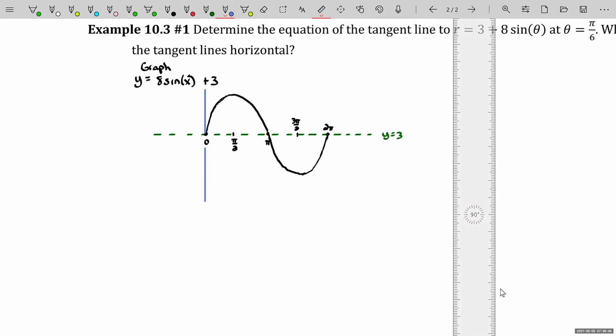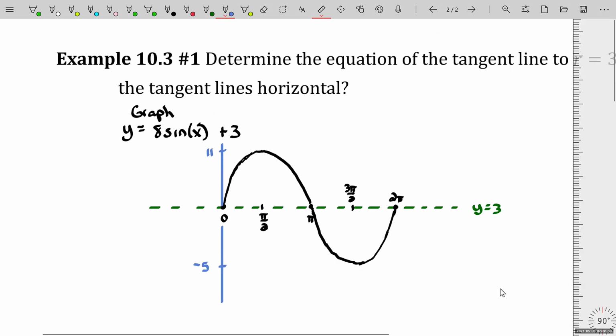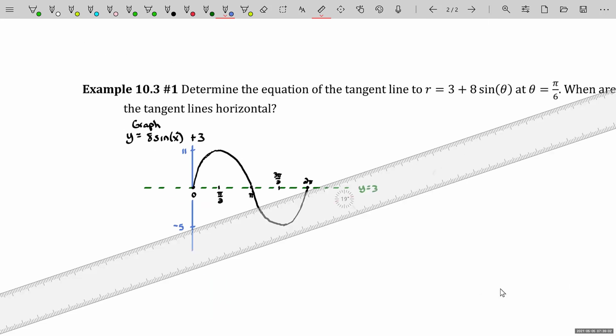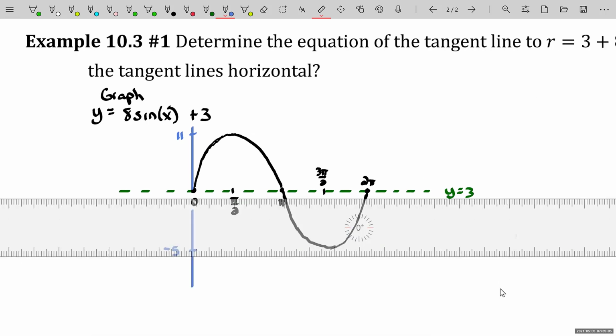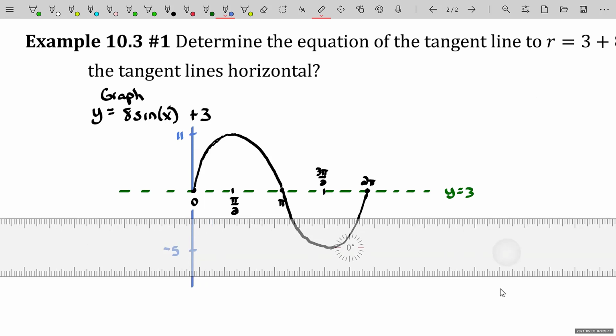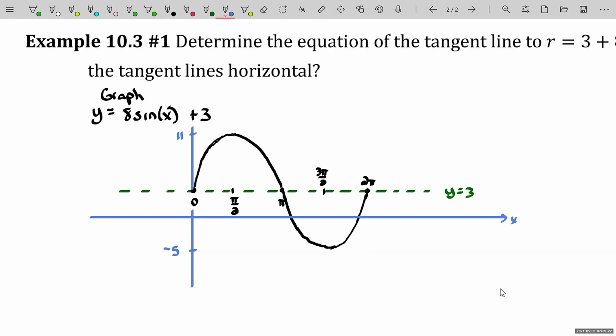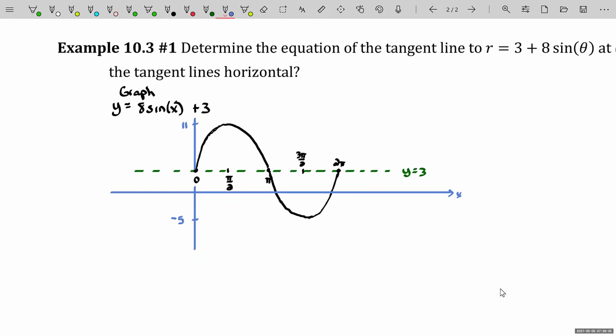There we go. Something I need to mention here: since the amplitude is 8, I know that this is 3 plus 8 up here, which is 11. And since the amplitude of my sine curve is 8, this is 3 minus 8, or negative 5. And finally, I'm going to draw in the x-axis, which is somewhere between 3 and negative 5. That's more like right here, probably. All right, all that being said and done, I'm going to use that to graph my polar curve.